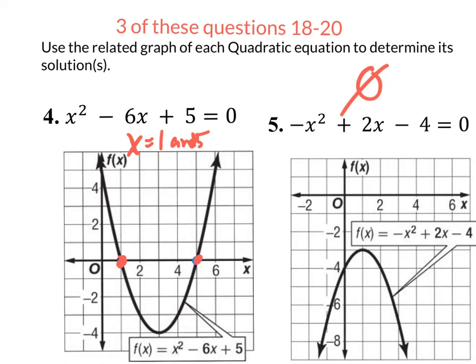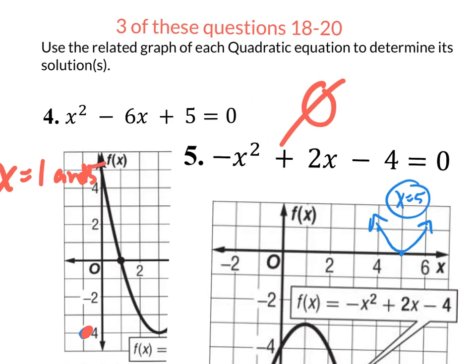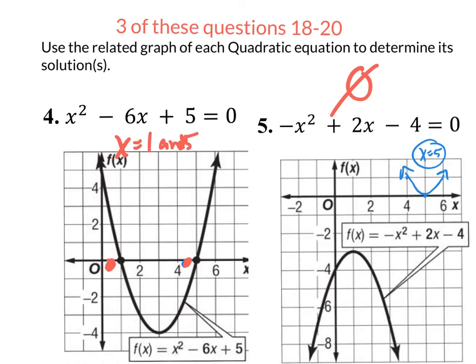No solution, right? So sometimes you will have 2 answers if it crosses twice. Sometimes you have no answers if it doesn't cross. Or you might have this situation. Let's pretend that we had a parabola that just touches it. So what would be the answer to this blue parabola? X equals 5. So there's going to be 3 of those, specifically questions 18 through 20. There's 3 types, one with 2 answers, one with 1 answer, one with no answers, probably one of each.